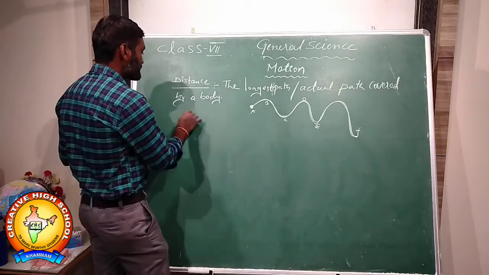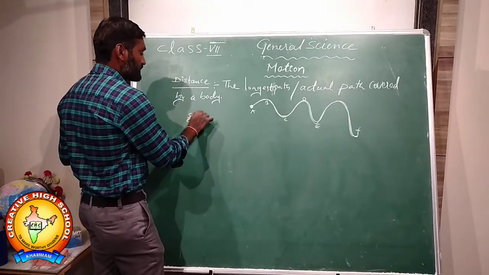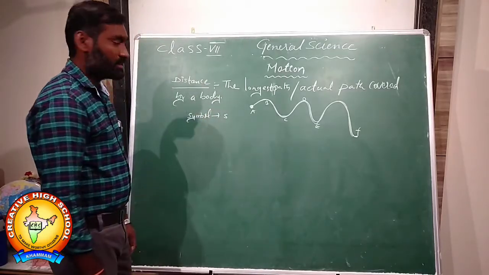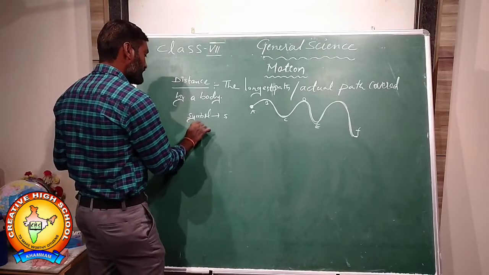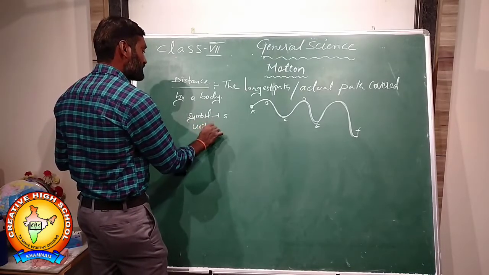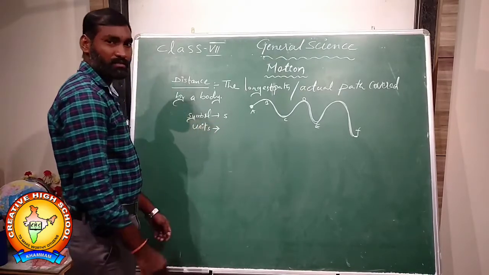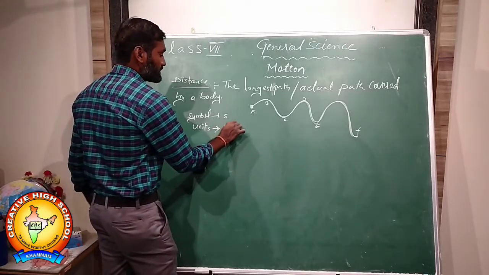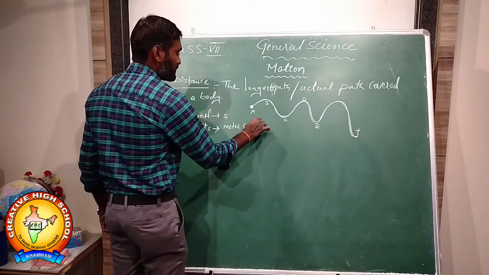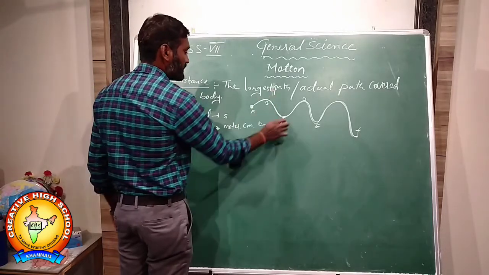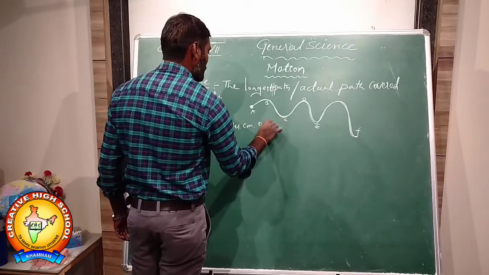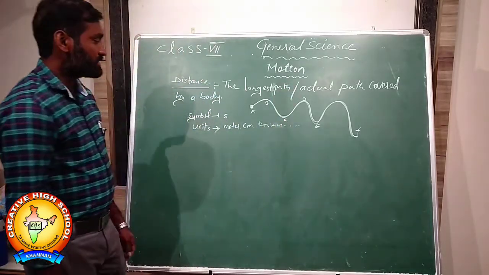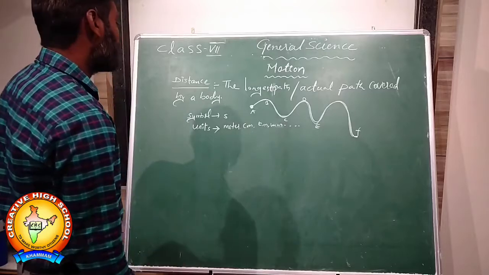What is the symbol of distance? The symbol of distance is S. What are the units of distance? Meters, centimeters, kilometers, millimeters, and so on.